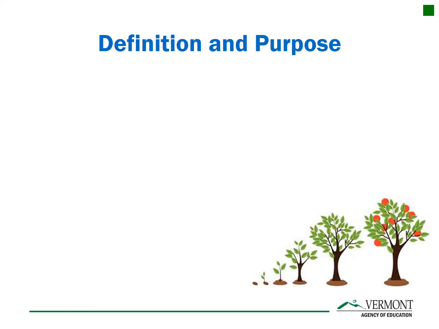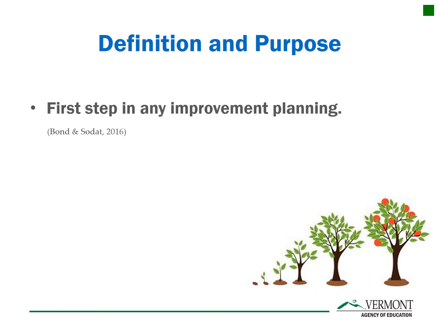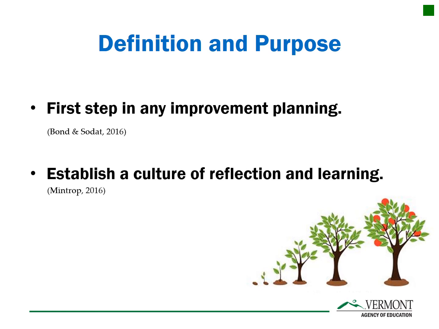So what is a comprehensive needs assessment? Well, this question has been answered in several ways, and here are a couple of examples. A comprehensive needs assessment is the first step in developing any continuous improvement plan. It's a process of looking at data about districts or schools to learn what has occurred, is occurring, and needs to occur to improve student outcomes. And a comprehensive needs assessment promotes a culture of reflection, collaborative inquiry, deep learning, and shared responsibility for improvement.